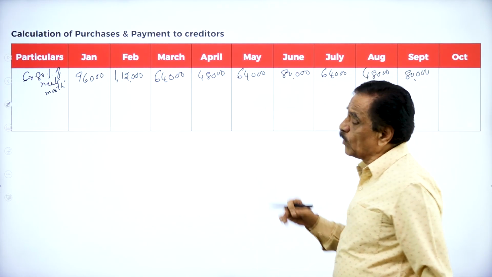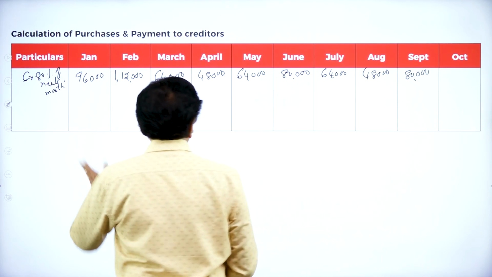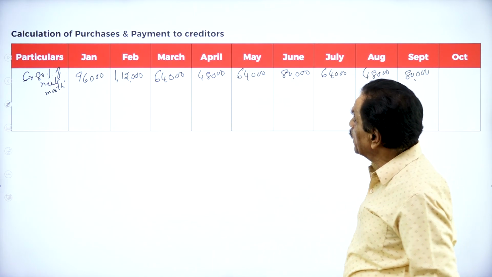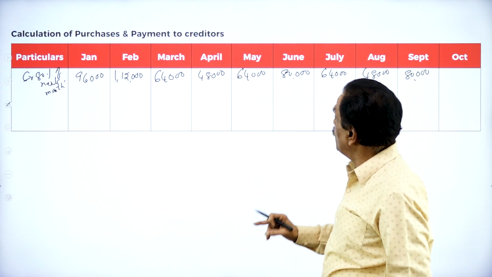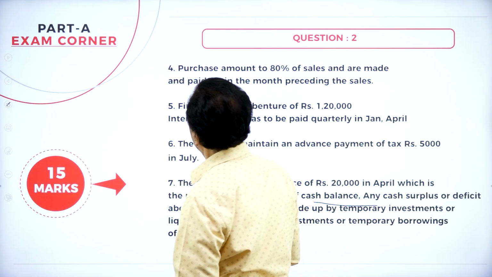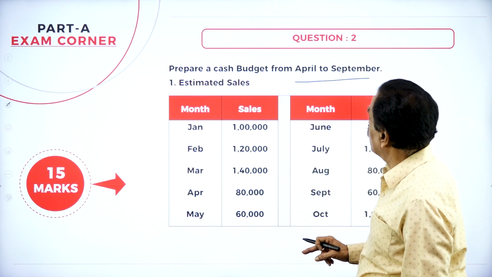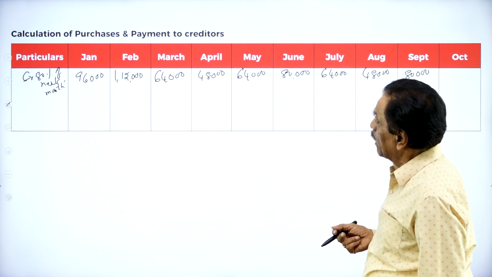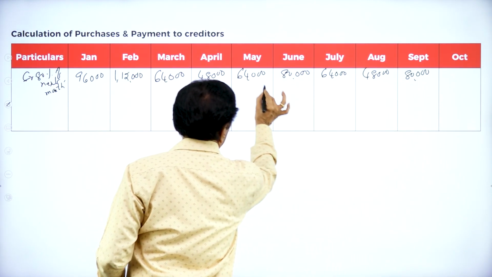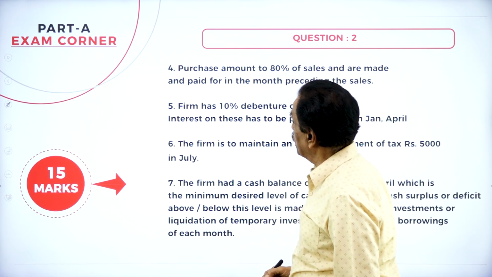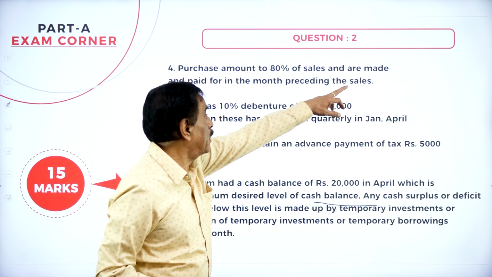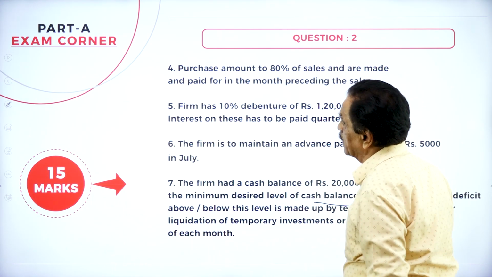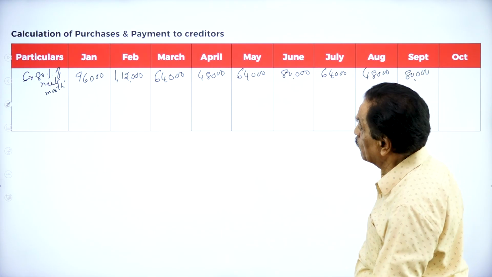But you are doing up to what now? April to September. So next month's sale is the previous month's purchase: 96,000, 1,12,000. How have they been paid? You are going to make the calculation from April to September. So March in April, April in May, May in June. See how they have been paid. Purchase amount, 80% are made and paid for in the month preceding the sale. Next month will be preceding the sale. So how have they been paid?